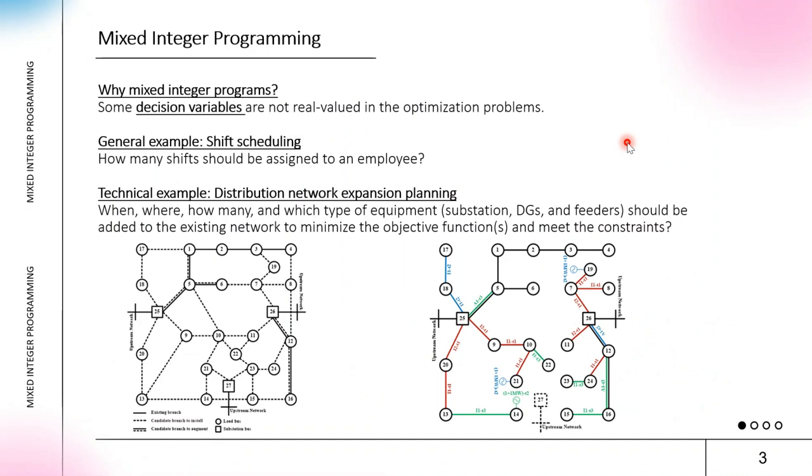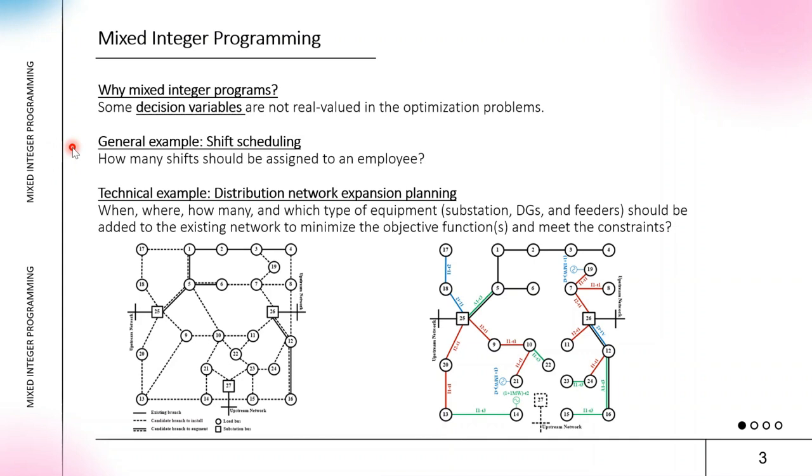We have a main question here: why do we need mixed integer programs? The answer lies in the nature of variables that influence our decisions. Not all variables in real-world optimization problems can take fractional values. As a general example, we can mention shift scheduling, where we decide how many shifts each employee should work. As a rational decision, we cannot assign, for example, 3.6 shifts to an employee. That's where integer variables come in.